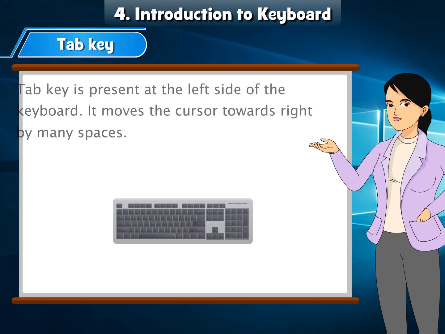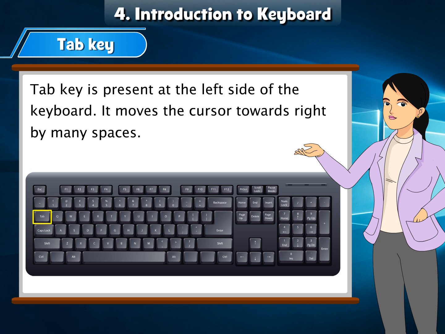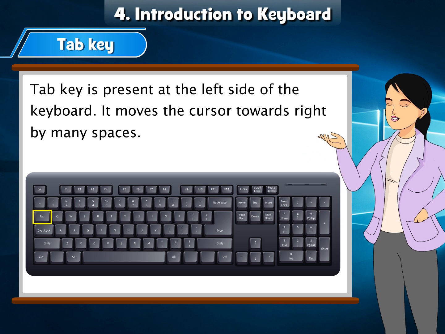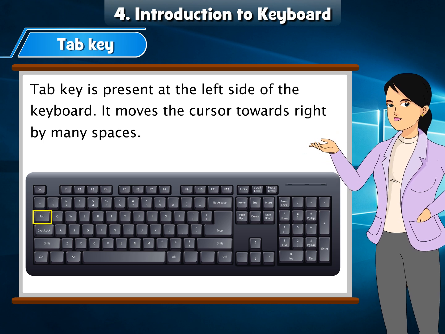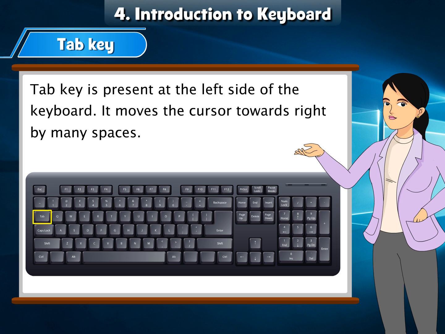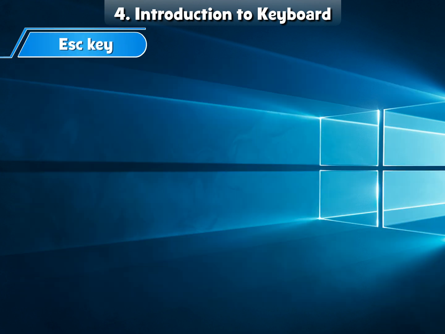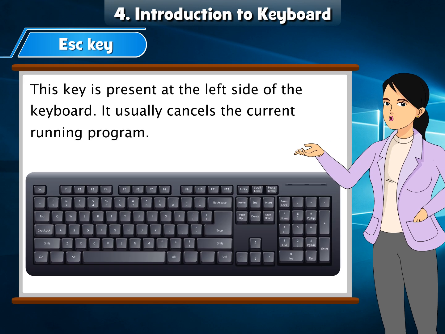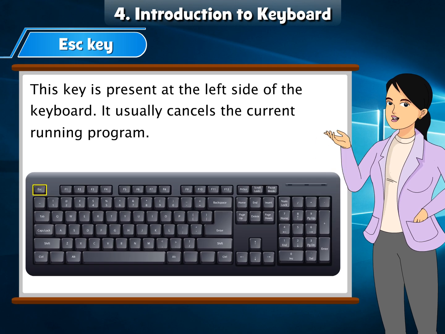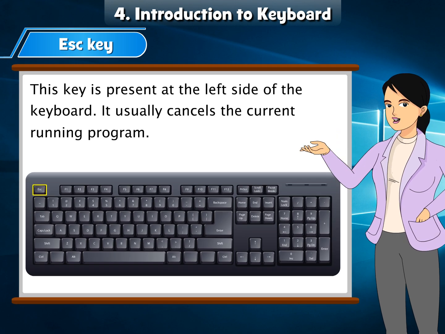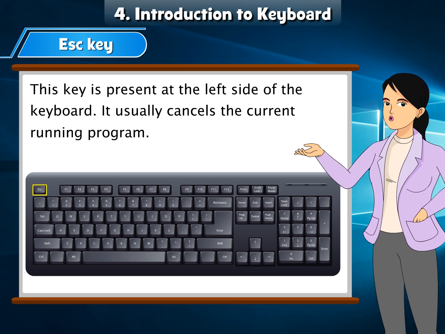Tab key. Tab key is present at the left side of the keyboard. It moves the cursor towards right by many spaces. Escape key. This key is present at the left side of the keyboard. It usually cancels the current running program.